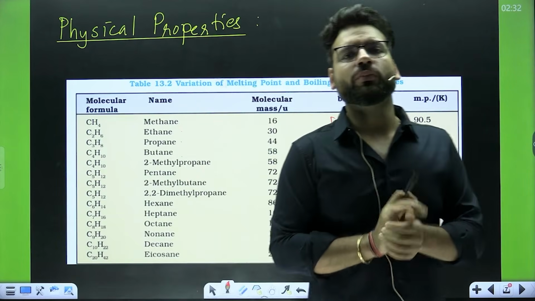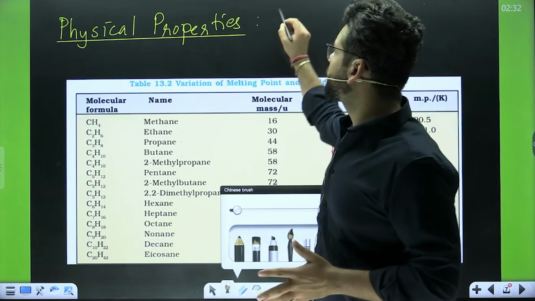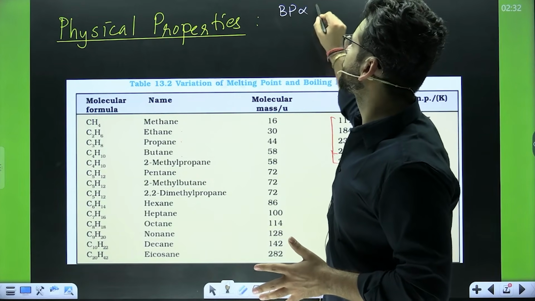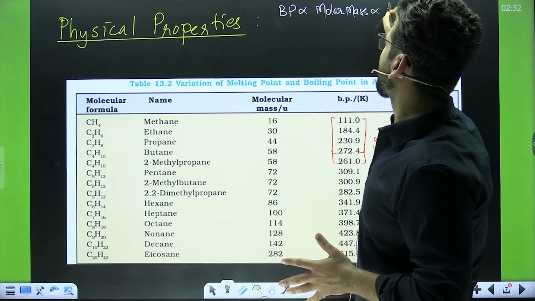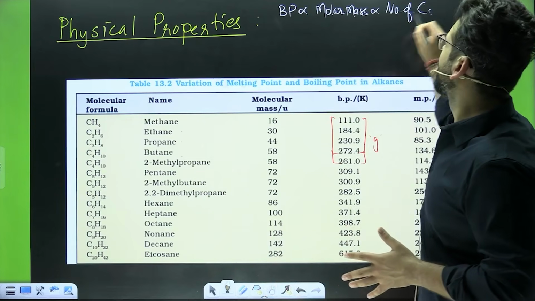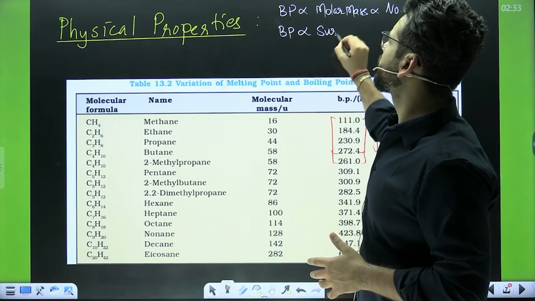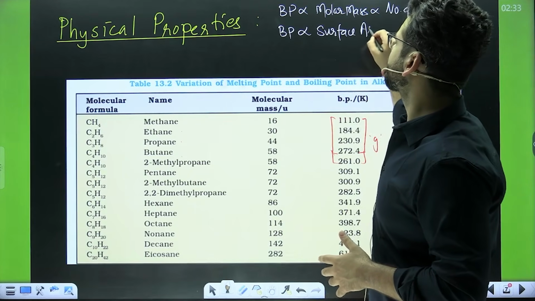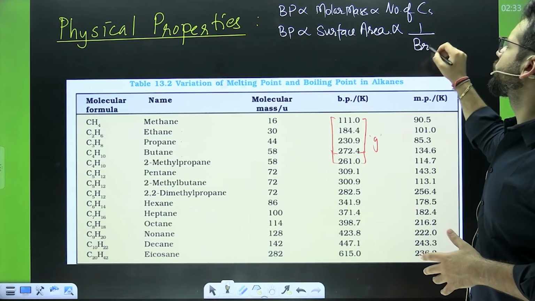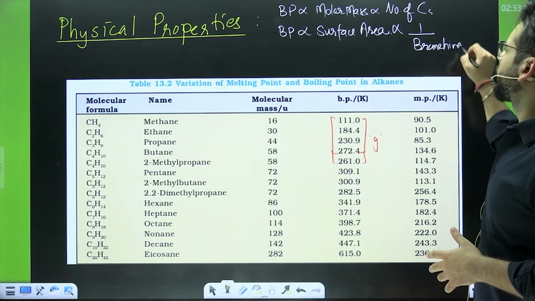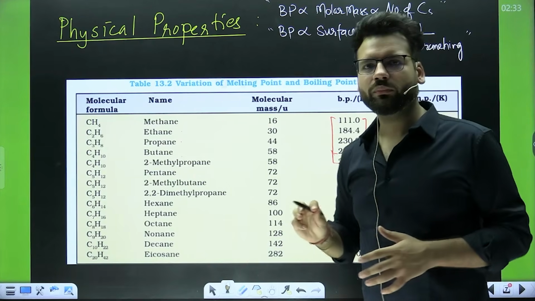When it comes to boiling point, as all of you know, it depends on 2 things. It is directly proportional to molar mass, which means the number of carbons. If the number of carbons is the same, then boiling point is directly proportional to surface area. Surface area is more when branching is less, so it is inversely proportional to branching. So more branched alkanes have low boiling point, right?